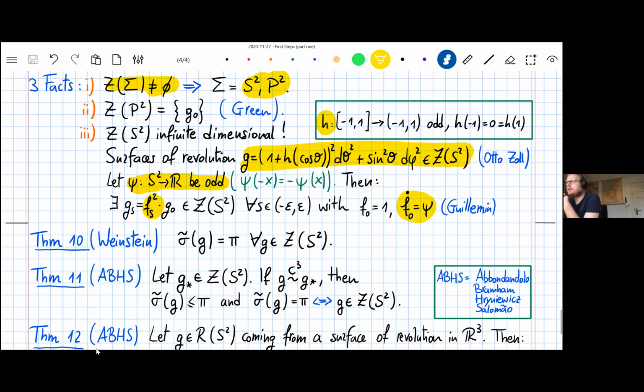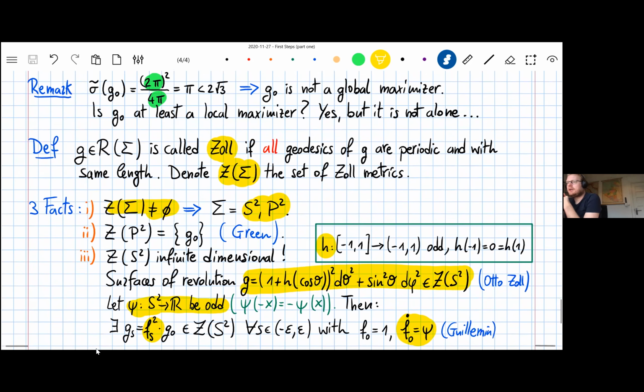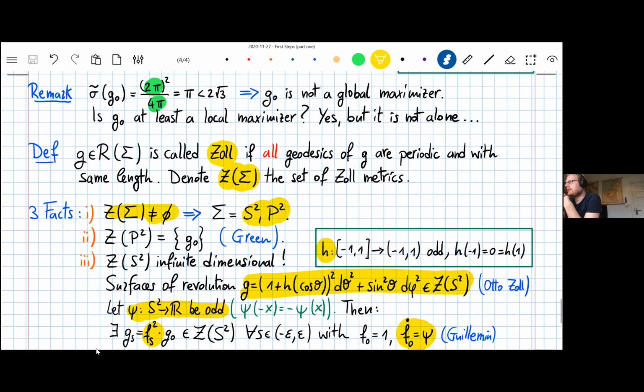Can I ask a question about that? Yeah. How do you check from a metric if it's Zoll? Because I can imagine you're just trying to write down some differential equation, like from this or something like this, and then you check that it's Zoll, and then you get this condition out of it. Or is that really not how you prove these things?